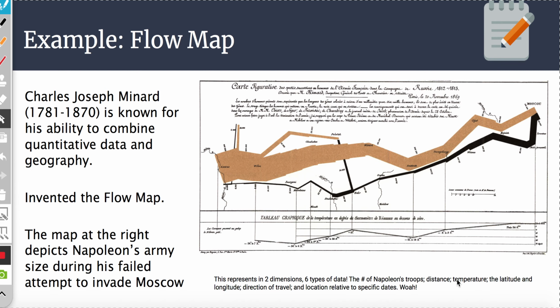Actually, let me recount that as 1, 2, 3, 4, 5. Wait a minute. Napoleon's army size: 1, 2, 3, 4, 5, 6. Yes, cool. I counted right.